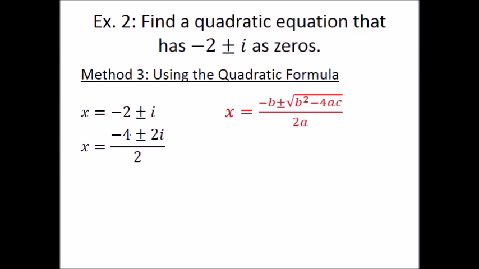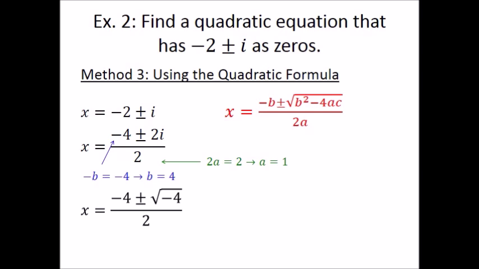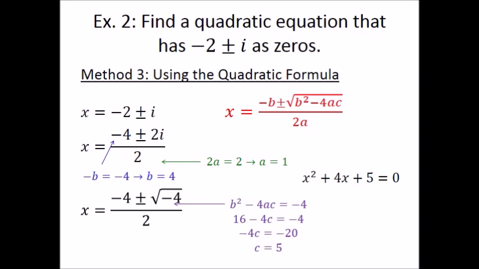Make the denominator 2 by doubling the numerator and denominator of the given zeros. Use this information to figure out that a equals 1 and b equals 4. Then change the 2i back into a radical. It's the square root of negative 4. b squared minus 4ac must equal negative 4. Plugging in the values I just found for a and b, I find that c equals 5. This again makes our equation x squared plus 4x plus 5 equals 0.